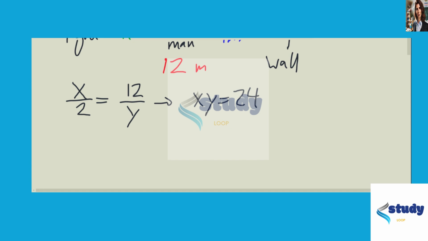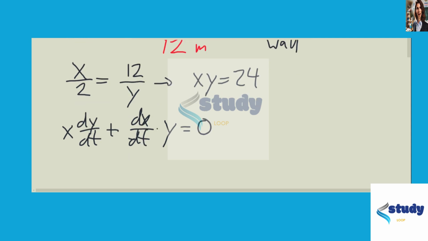Now we want to find dy/dt. To do this, we'll differentiate with respect to t. By the product rule, we have x dy/dt plus dx/dt times y equals 0. Solving for dy/dt, dy/dt equals negative y over x times dx/dt.